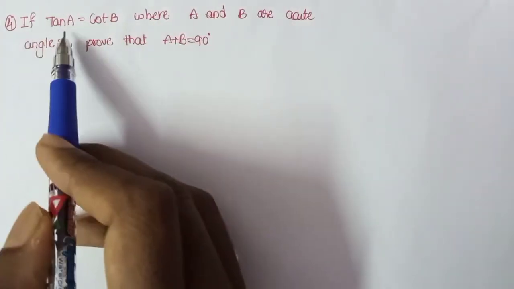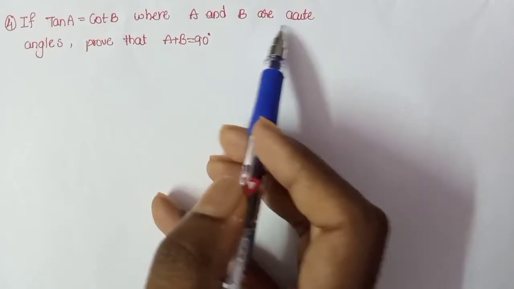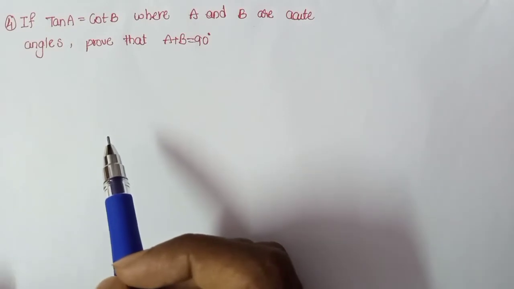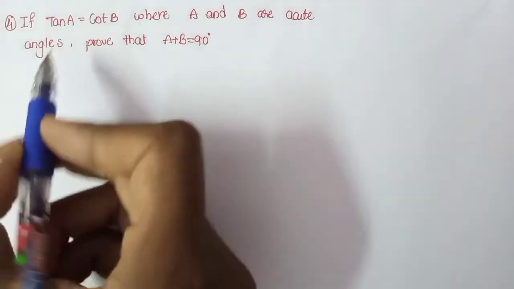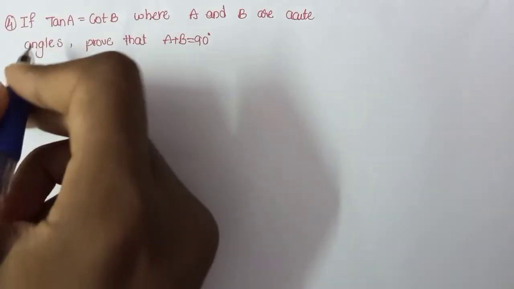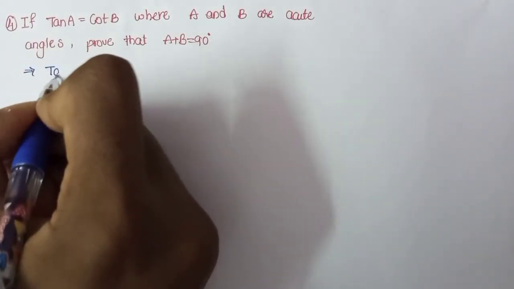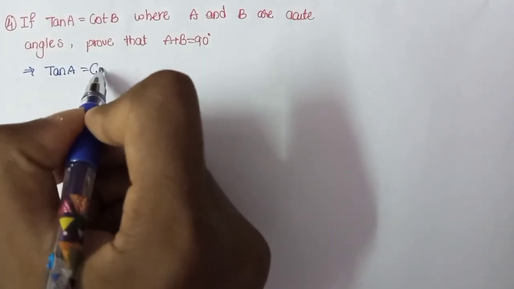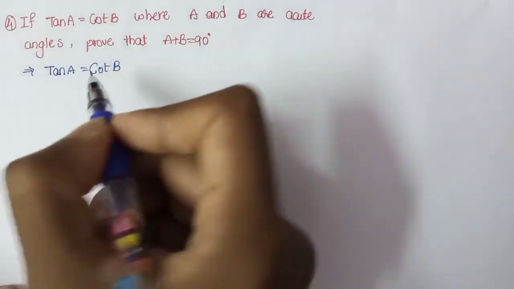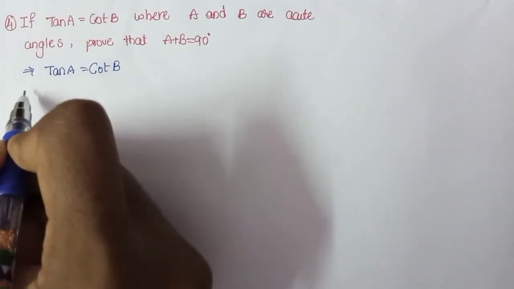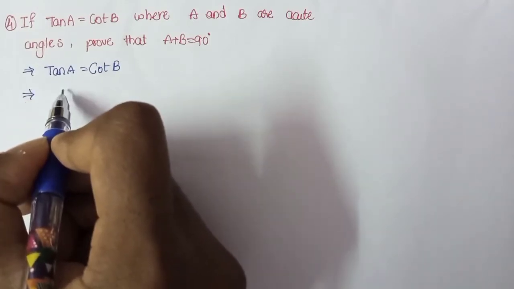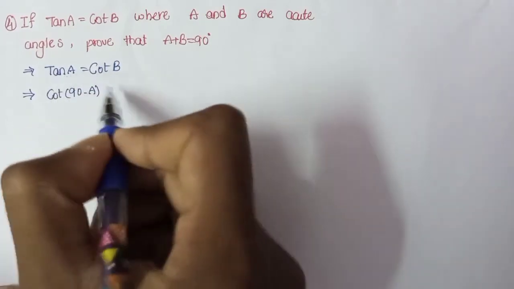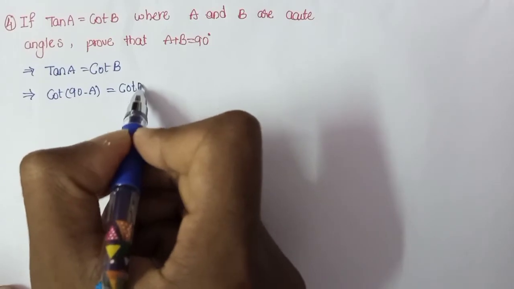We'll see the next problem. If tan A is equal to cot B, where A and B are acute angles, that is less than 90 degrees, prove that A plus B is equal to 90 degrees. This is very simple if you use the complementary trick. Here tan A is equal to cot B. If we want to write tan in terms of cot, how can we write? Cot 90 minus theta is tan theta. So cot 90 minus A is tan A, which is equal to cot B.